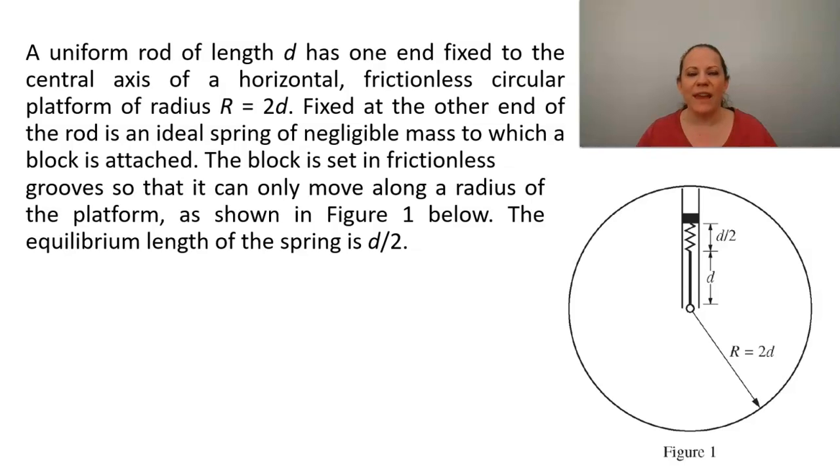A uniform rod of length d has one end fixed to the central axis of a horizontal frictionless circular platform of radius r equals 2d. Fixed at the other end of the rod is an ideal spring of negligible mass to which a block is attached. The block is set in frictionless grooves so that it can only move along a radius of the platform as shown in figure 1 below. The equilibrium length of the spring is d over 2.